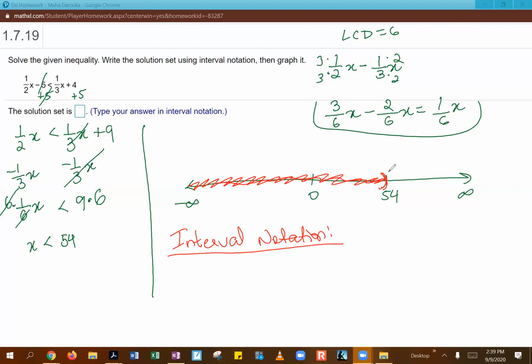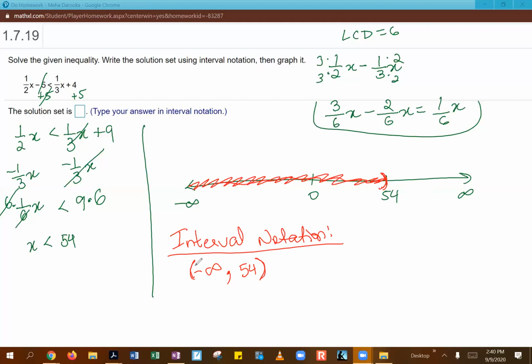Okay, let's see, Alicia, negative infinity, 54, okay. So yeah, we are going all the way to negative infinity on the left-hand side. Remember, we always put parentheses on negative infinity and positive infinity. And then 54, since we do not have less than or equal to, we only have a less than, that means you're not including 54. So parentheses on that also. Alrighty, so let's go ahead and put this in.